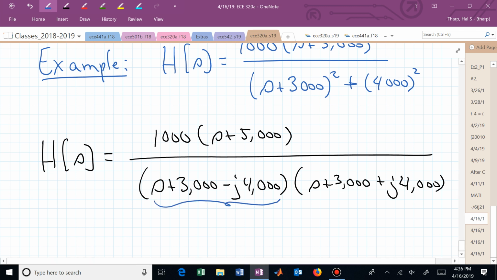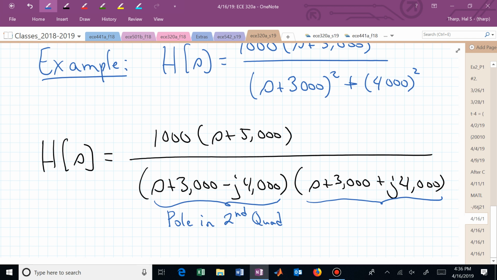And where is this pole located? In which quadrant? First, second, third, or fourth? Now you need to find the value of s that causes that factor to become 0. It now has a real part of minus 3,000 and an imaginary component of plus j 4,000. That puts you in the second quadrant. So this pole is in the second quadrant. Where's this pole? It better be the conjugate of the one you just found, and that's the one just below. So this pole is in the third quadrant.